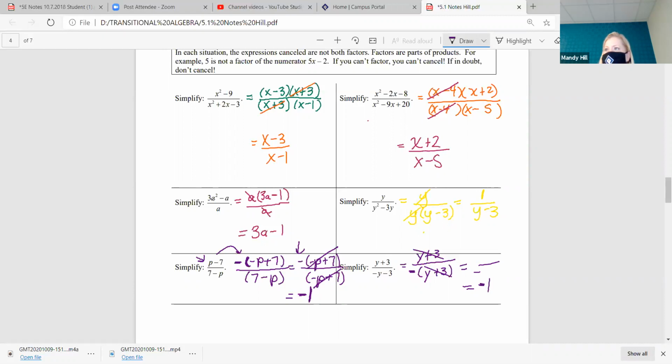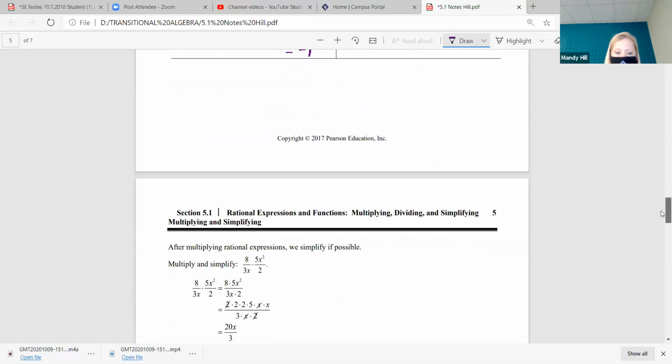Negative 1. Because those canceled out, they turn into 1. Most of the time when there's other numbers there, we don't put the 1, right? But if there's nothing left, we have to put the 1 when they cancel out. Okay? Questions? Hey, y'all are doing awesome.